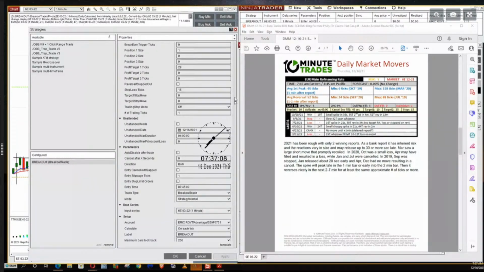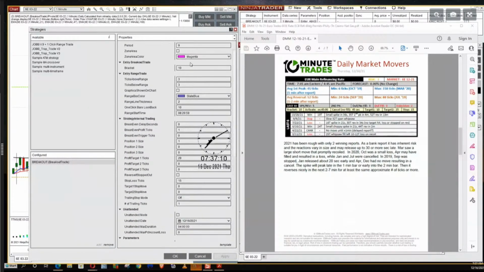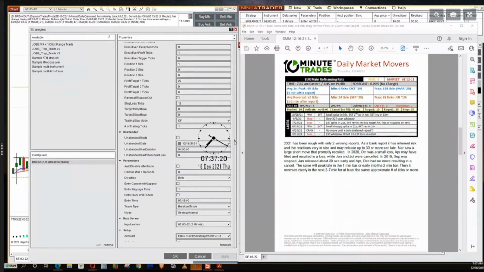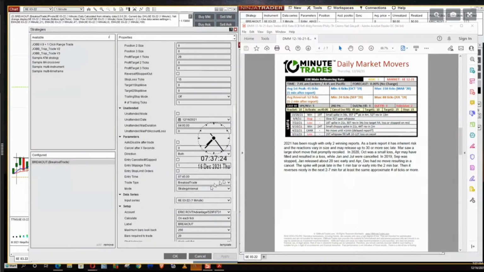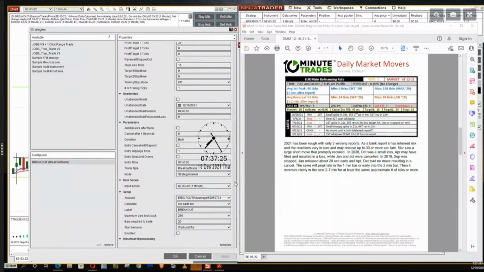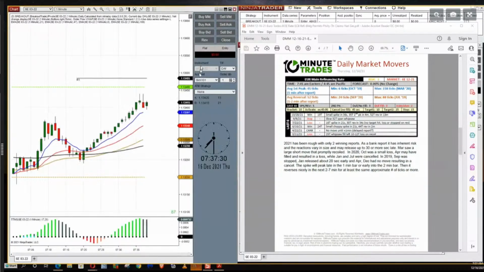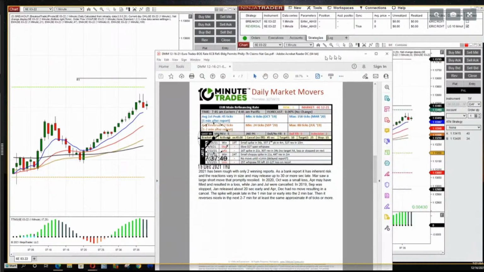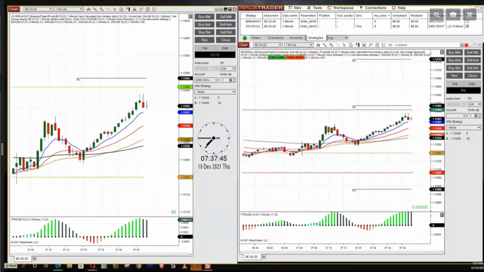Just checking my setup one more time. Bracket of 10. I've got one position for 29 ticks. Stop of 15. It's a breakout trade. That's my setup. It's a 45-second cancel also. Will I wait that long? I'm not sure if I will.